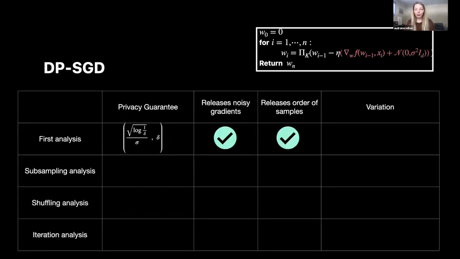All right, so I'm going to keep track of all our analyses in this table. We filled in our first row here, our most naive analysis. Notice this doesn't depend on n. The guarantee is the same.